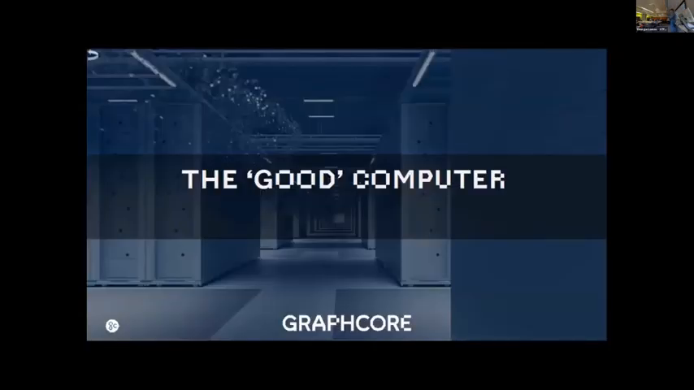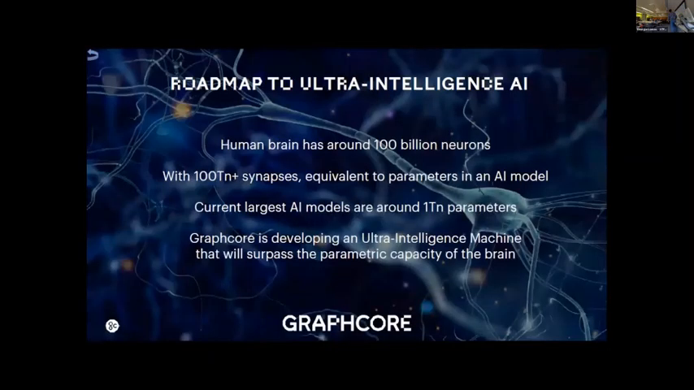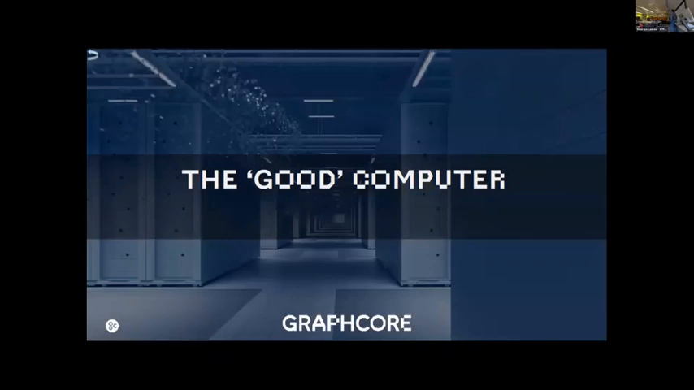Final thing to note, this is the last thing, I promise. The Good computer. Now, I talked about the existing IPUs. This is a bit of a nod towards the future. The existing IPUs, I would say, are very good. This isn't to say that our previous computers aren't good.